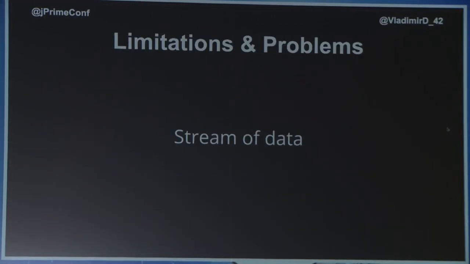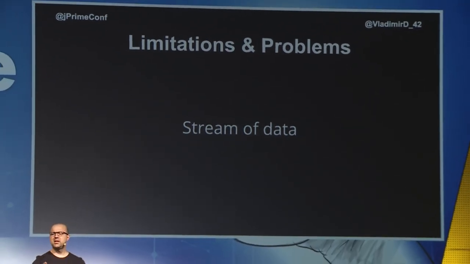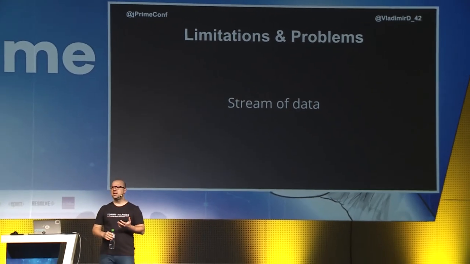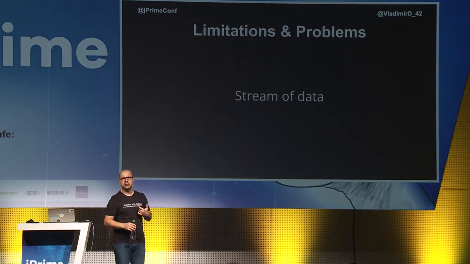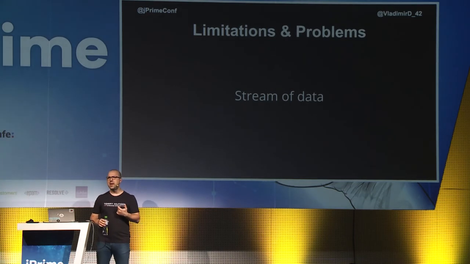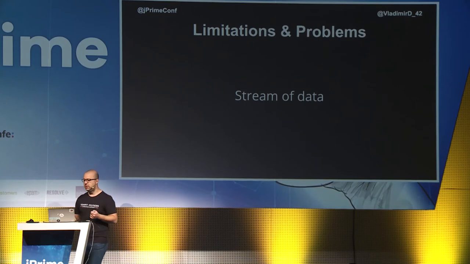Okay, last but not least is what happens if we have a stream of data. REST comes from around 2000, 2001, and in those days the idea is we send a single request, we get a single response. But nowadays, we expect that we send a single request, but we get back a stream of data. So how do we actually deal with that?